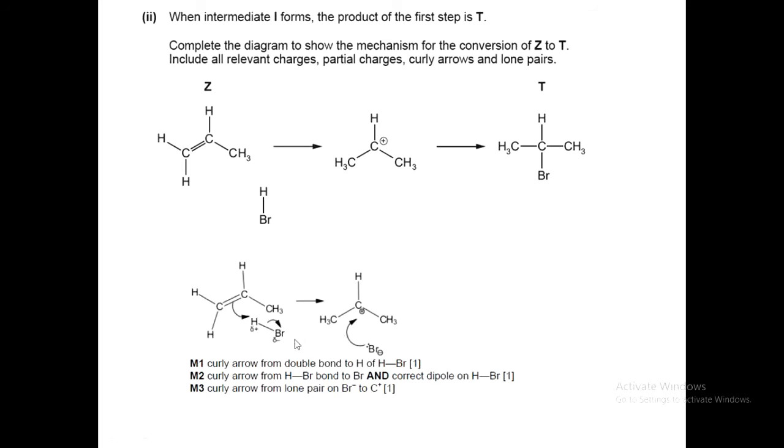So what happens, the bromine is left with a lone pair of electrons from the bond pair that was present between hydrogen and bromine. That lone pair of electrons further attacks the carbocation that is formed. Here in this case, the secondary carbocation is formed, and so bromine is giving a lone pair to create a bond with it, to get added in the molecule. So this is the process how Z to T is formed, and this is the mechanism that you have to show within the paper.